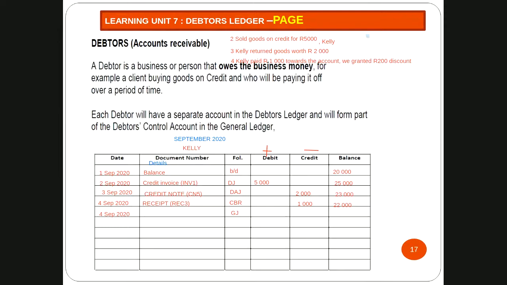But even now, you can have your own notes. Just write the GJ items. I don't know how you're going to put it. The first one is discount granted. Discount granted to customers will always be in the GJ.